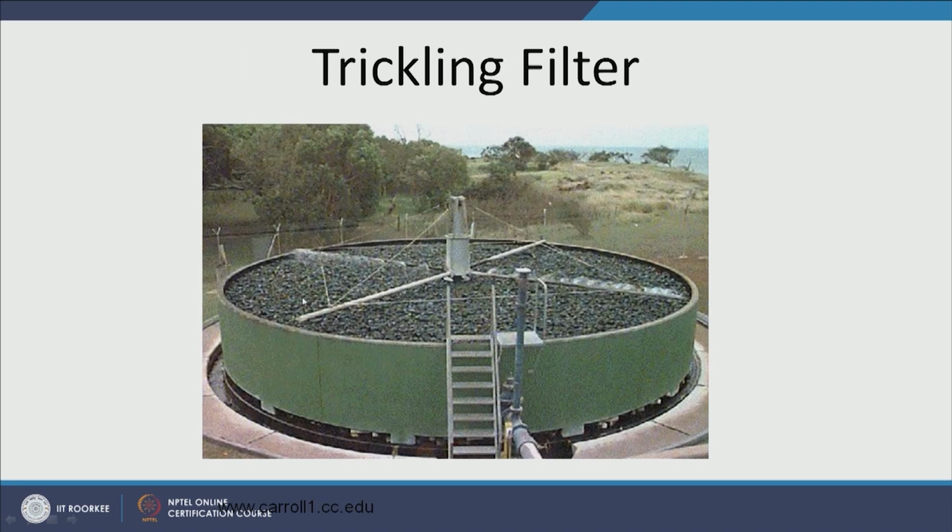The major disadvantage of the trickling filter is the rate of treatment of water, the flow that this can accept, the loading that this can accept. The other problem is clogging. If the water is very dirty, then the filter would get clogged and the trickling will be inhibited.